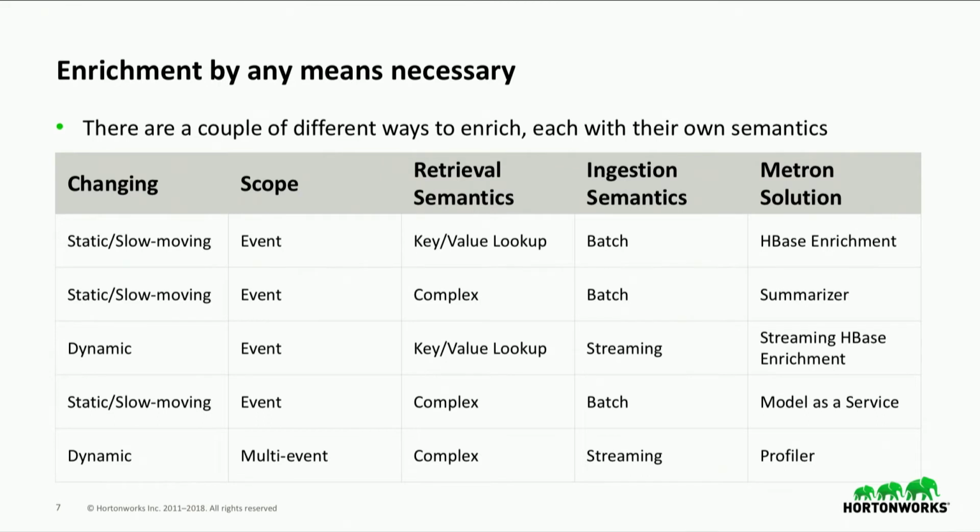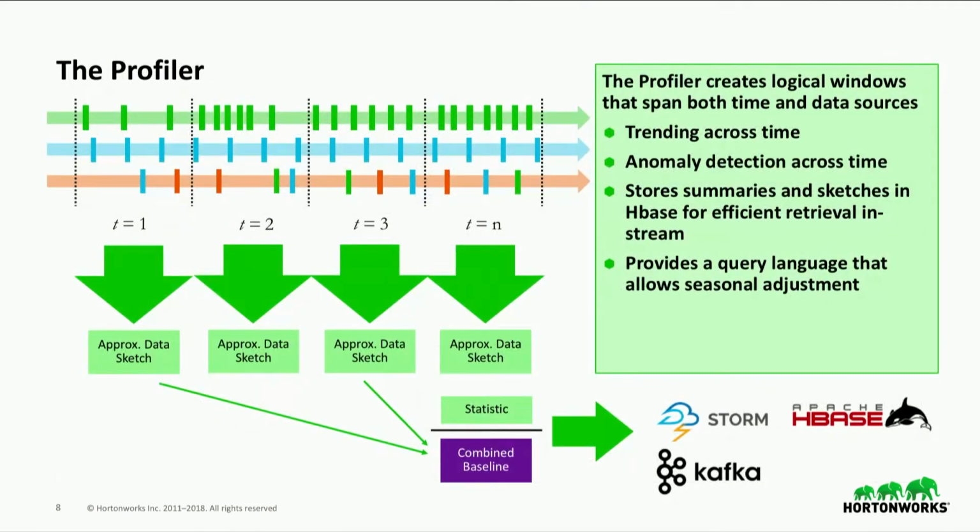And finally, and this is what this talk is focusing on, if I have dynamic, quickly changing data and the scope is outside of the event, I can use the profiler. So what's the profiler? The profiler creates logical windows. So the idea is that I want to take, in these windows, I want to analyze those streams. The green stream is a stream of data. Let's say that's DNS logs. The blue stream maybe is NetFlow. The orange stream is perhaps some other data source, right? I want to be able to summarize. I want to be able to capture summaries at time windows so that I can trend across time.